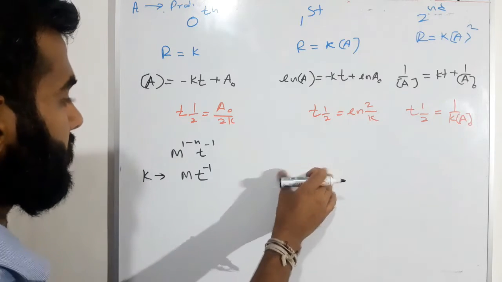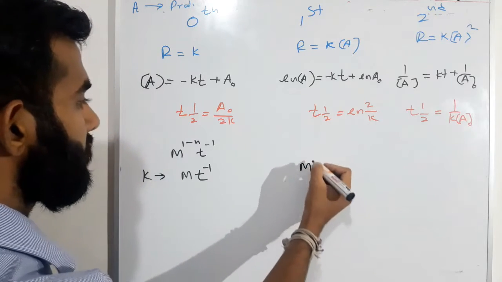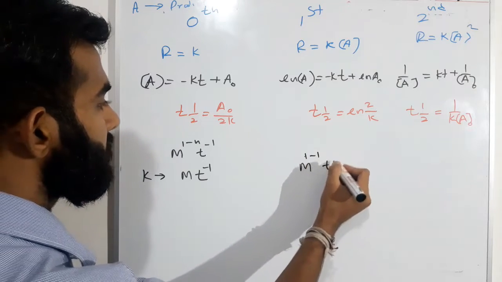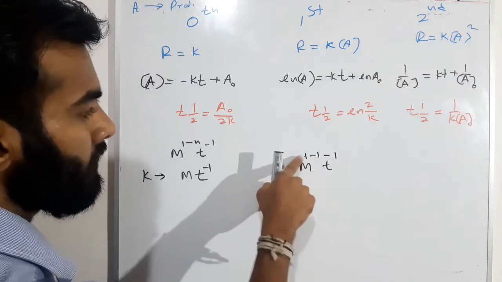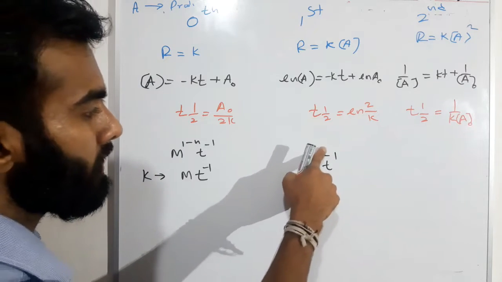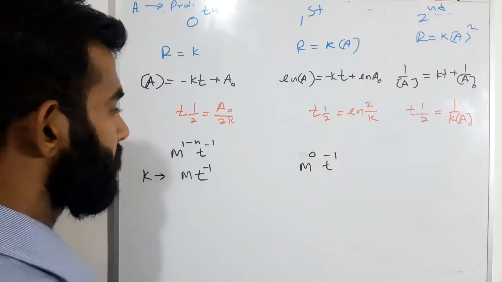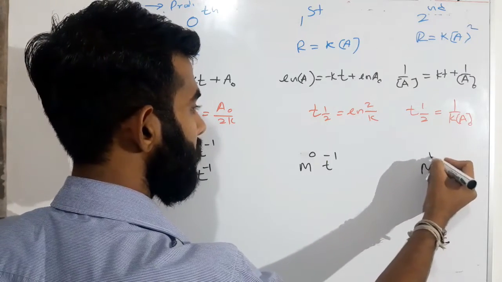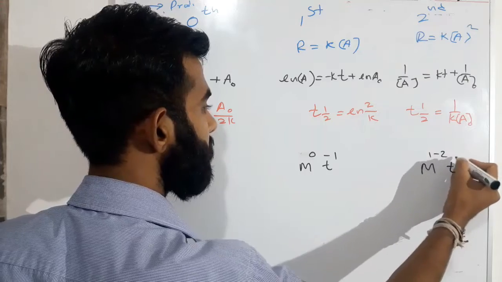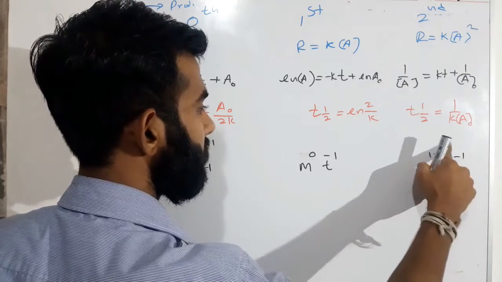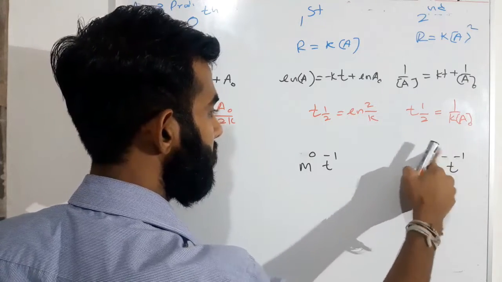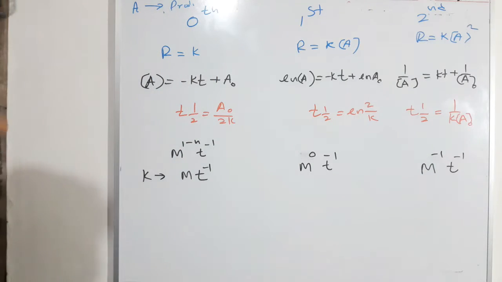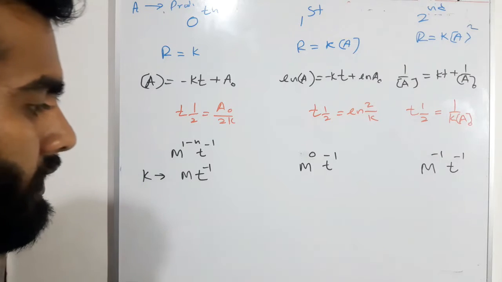What about the first order? In first order, m¹⁻¹ t⁻¹. Positive 1 and negative 1 mean m is here 0. What about this? Here m¹⁻² t⁻¹, that means m equals negative 1. This is the units of rate constant of second order reactions.